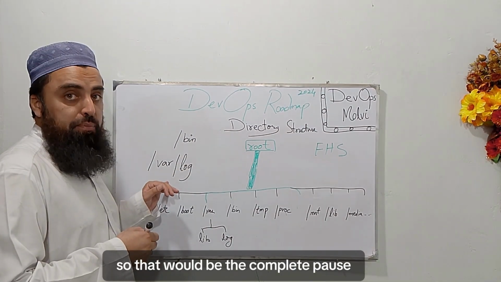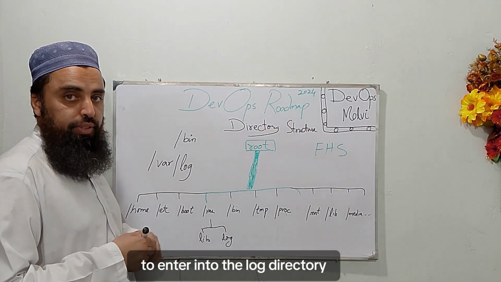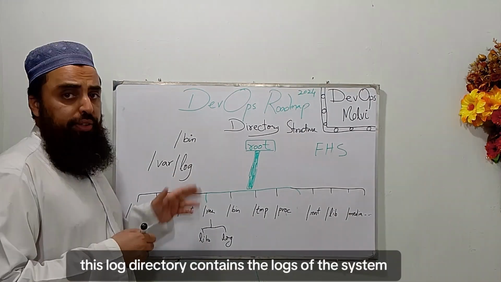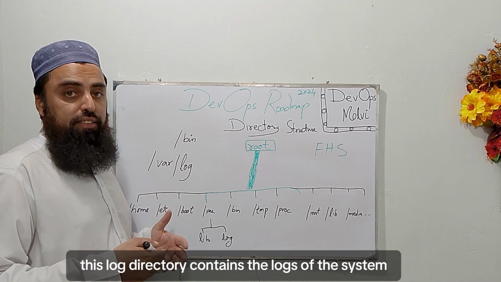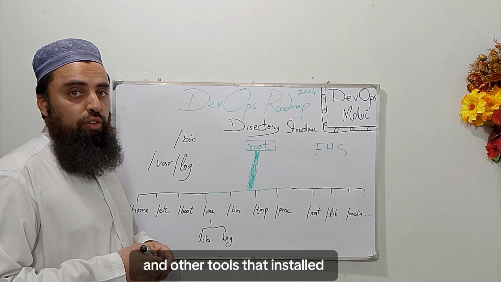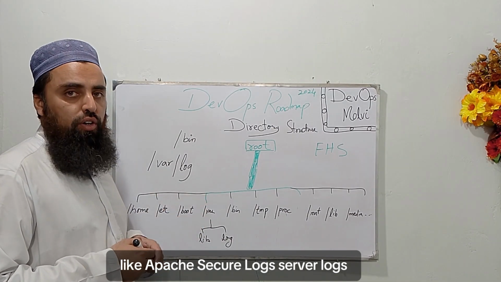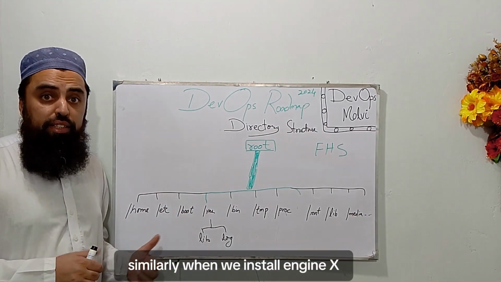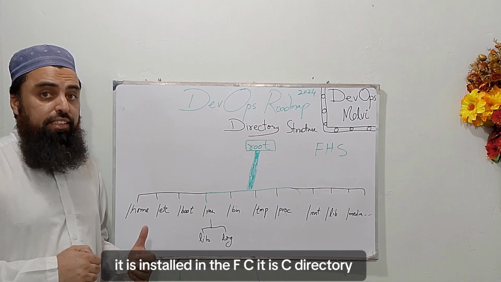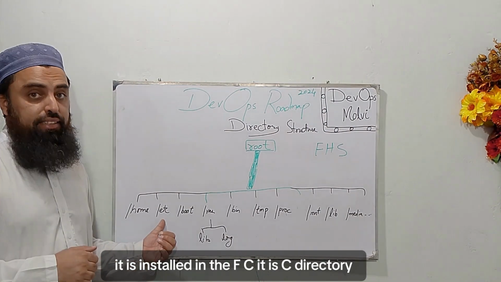So that would be the complete path to enter into the log directory. This log directory contains the logs of the system and other tools that we install, like Apache, secure logs, server logs. Similarly, when we install Nginx, it is installed in the etc directory.